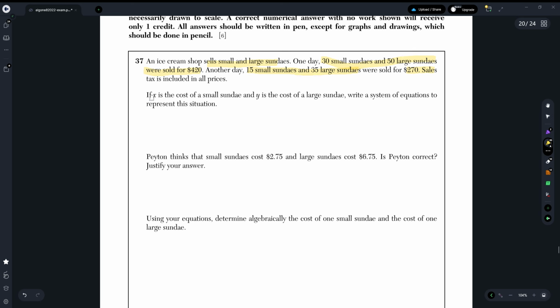Right, the first part of this asks us if X is the cost of a small sundae, Y is the cost of a large sundae. Write the system of equations to represent the scenario, right?